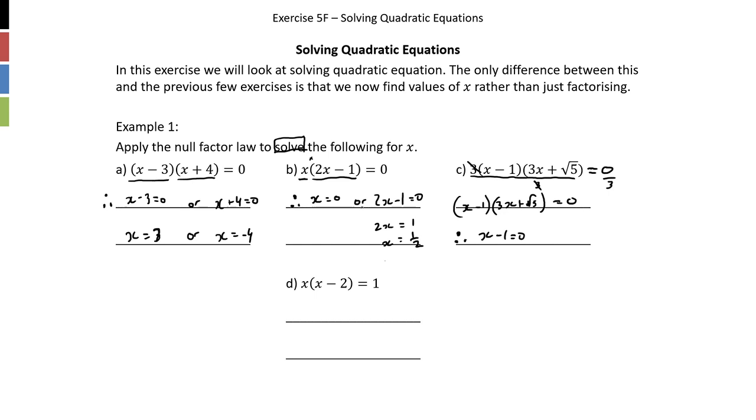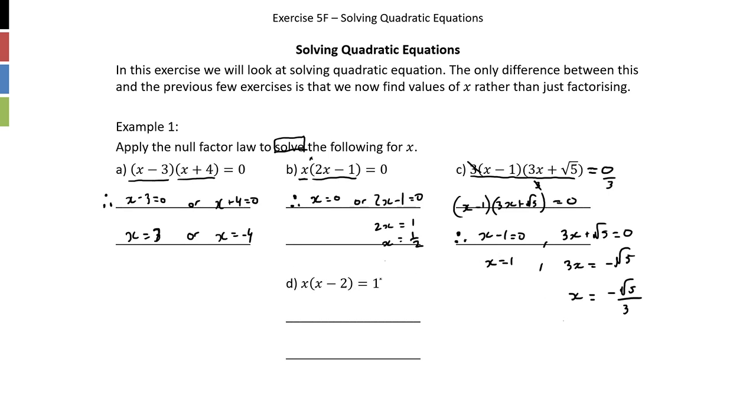Now, you don't actually always have to write the word or. You can just use a comma. 3x plus root 5 equals 0. So we solve this. We get x equals 1. Or what do we get? We get 3x equals negative root 5, or x is equal to negative root 5 on 3.